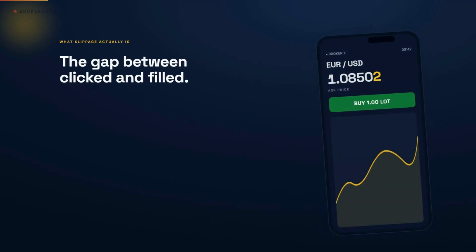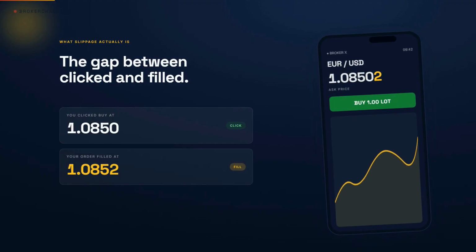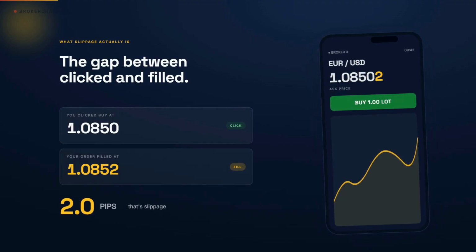So what actually is slippage? It's the gap between the price you clicked and the price you filled at. You hit buy at 108.50, your order fills at 108.52. That 2 pip gap, that's slippage.